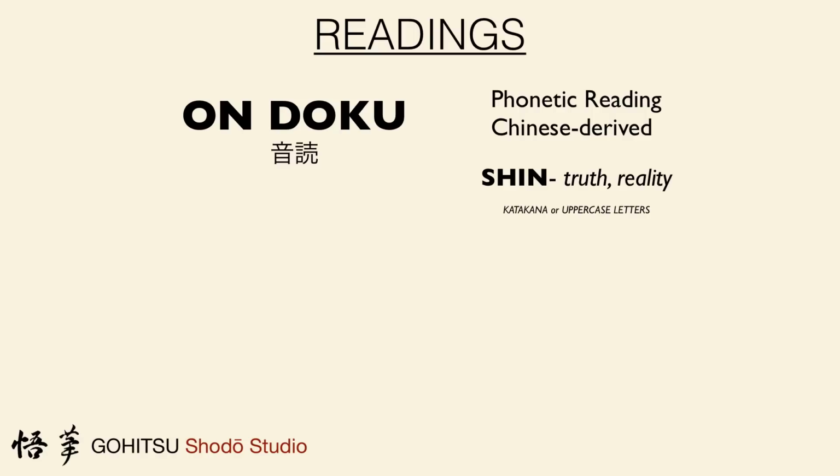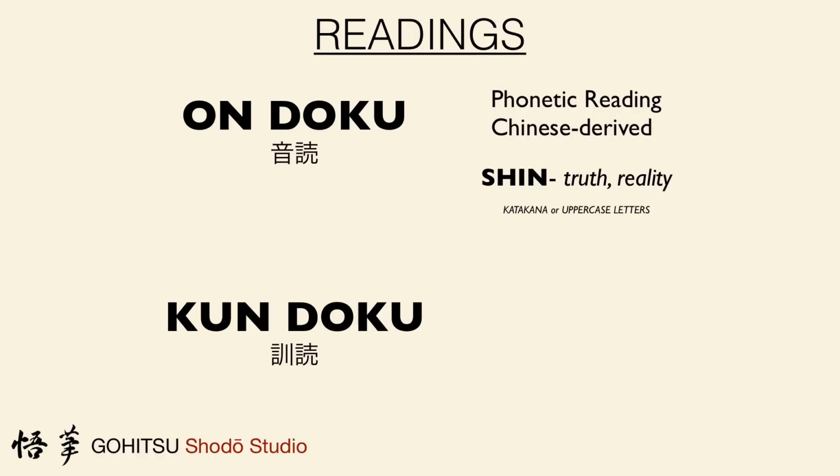So an example would be shin, and shin is in Japanese, but it will be very similar to its Chinese counterpart. Now the meaning would be truth or reality in this case, and in order to know that this is an ondoku reading, you have to pay attention to two things. If it's written in Roman letters, it will be uppercase. If it's written in Japanese, we'll be using the katakana alphabet. So as you can see in this example, shin is written in uppercase Roman letters, so that means that it's an ondoku reading.